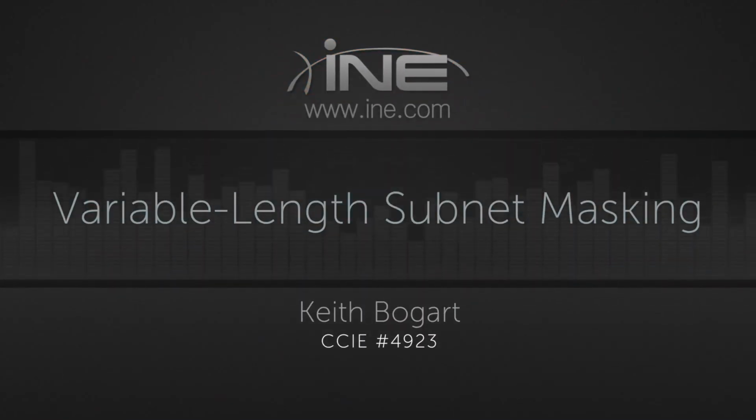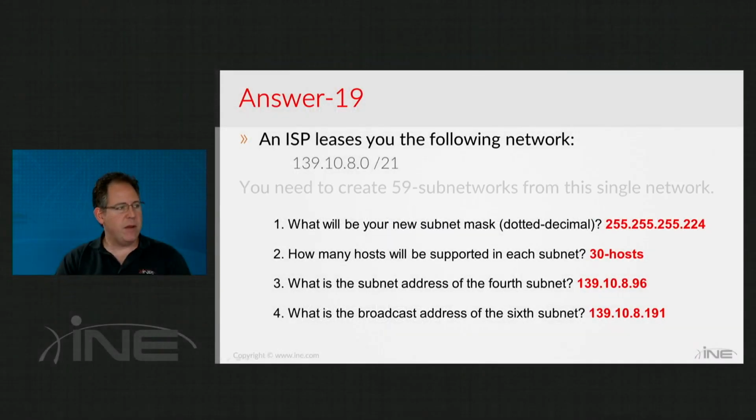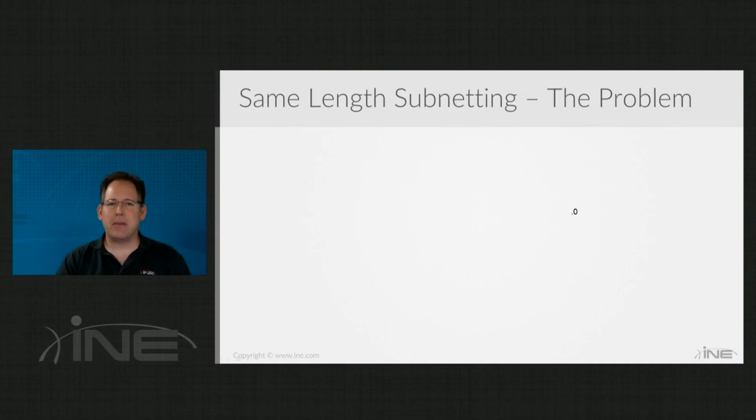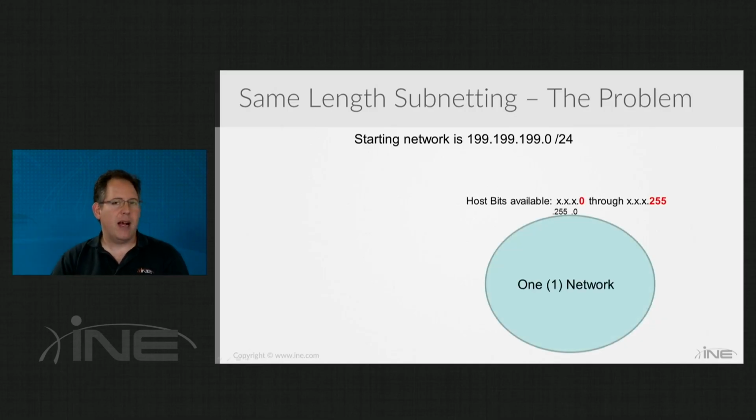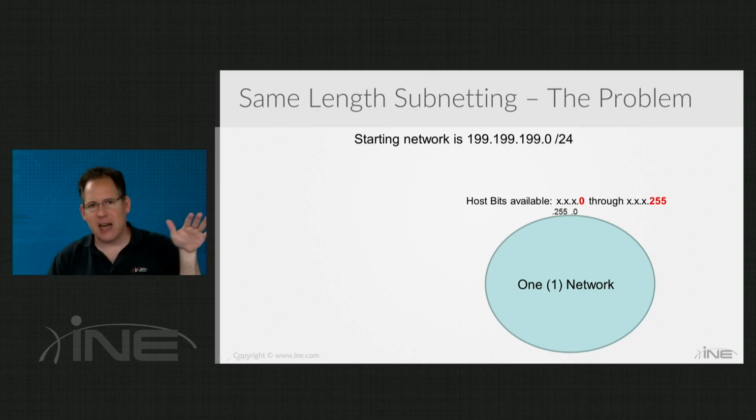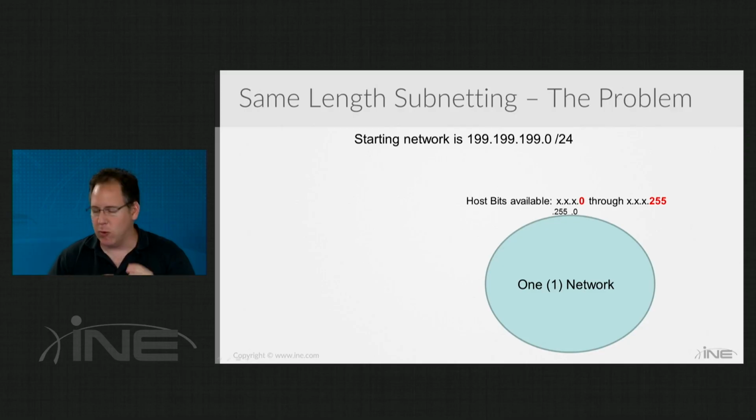So all this time with subnetting, we've been doing something called same length subnetting. And there is a problem to this approach. The problem is we've been designing these networks purely from the perspective of how many networks do I need, creating a subnet mask that's the same for every single network based on the total quantity of networks I need. How many hosts we need in each of those networks was not even a consideration. And that would result in a problem.